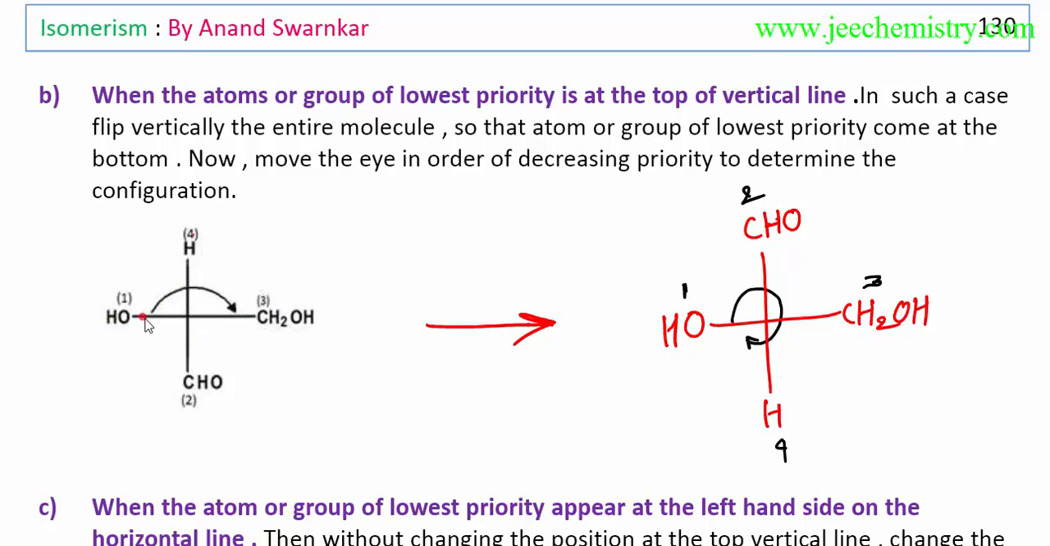This is the numbering 1, 2, 3, 4. Fourth is in the upward direction, front position. After flipping, H will come in the downward direction, and CHO in the upward direction. In this way the numbering is done: 1, 2, 3, 4. After this numbering, the configuration is R. This is the clockwise direction, that's why R is provided. R configuration is there.